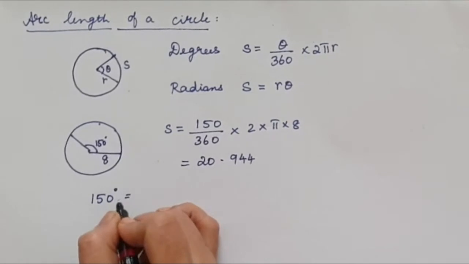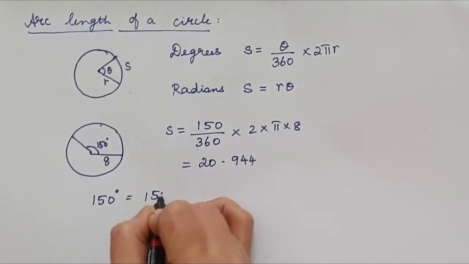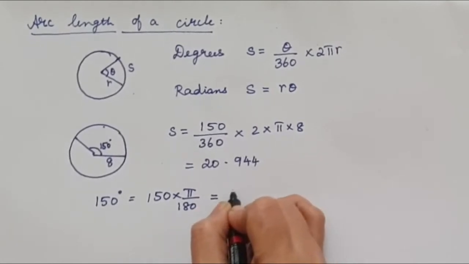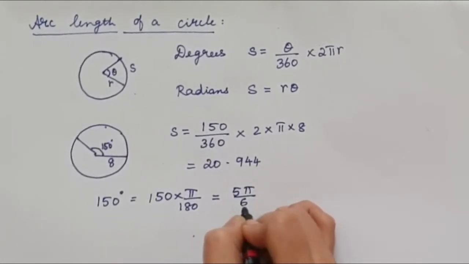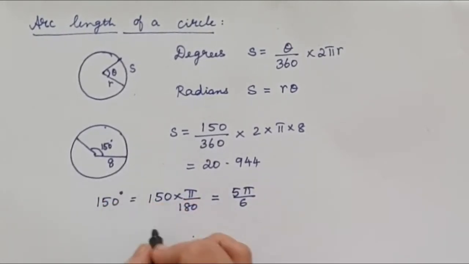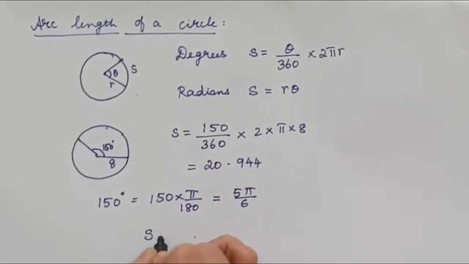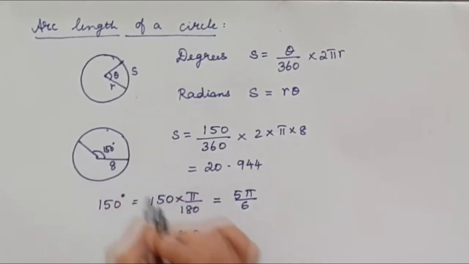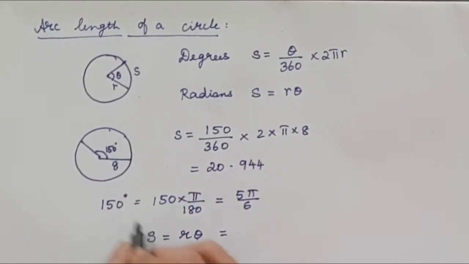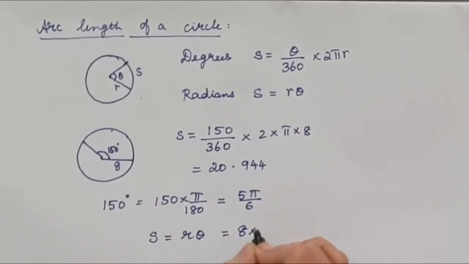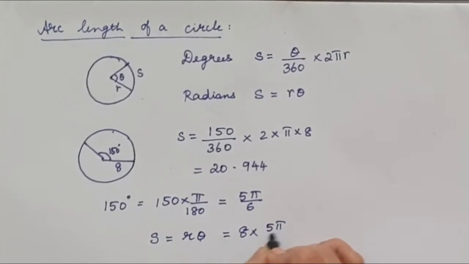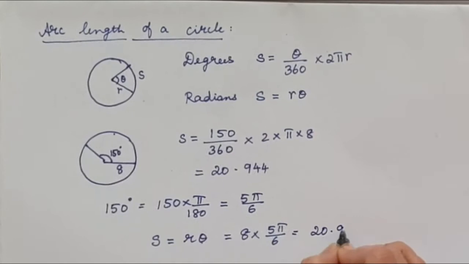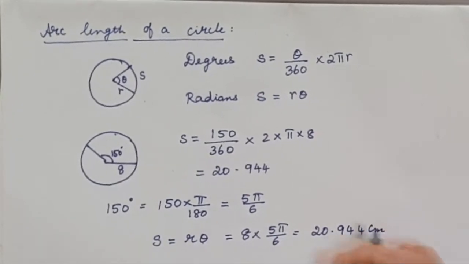150 degrees to convert it into radians, 150 into pi over 180. So it will be equal to 5 pi over 6. Now our formula for the arc length, S equal to r theta. So what is our S over here? S equal to r theta. Our r is 8 and our angle is 5 pi over 6. When you simplify this, we'll get it as 20.944 centimeters.